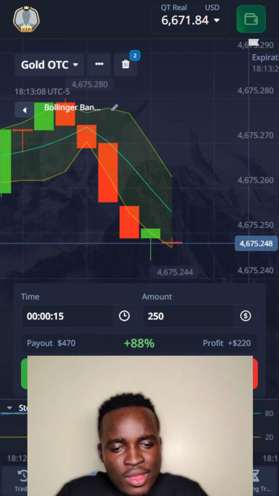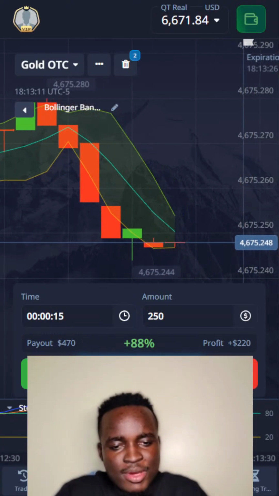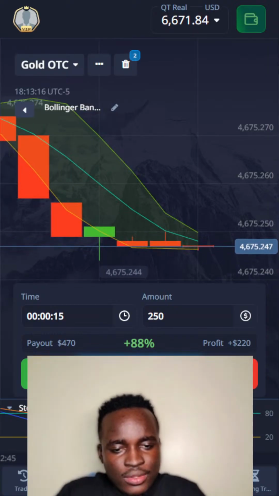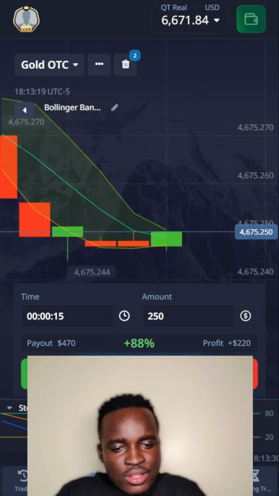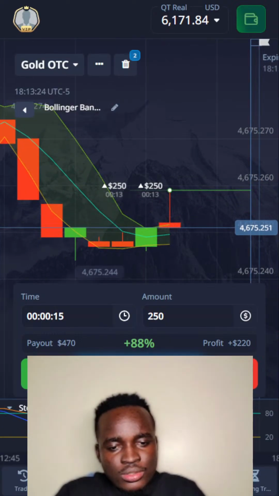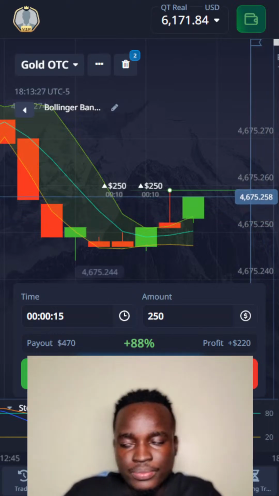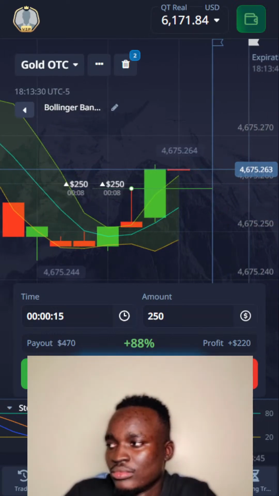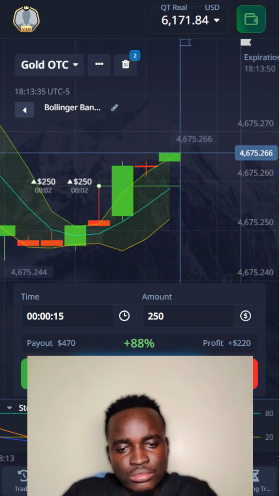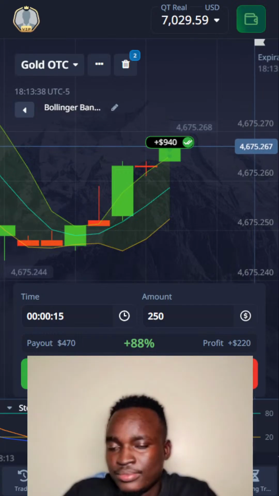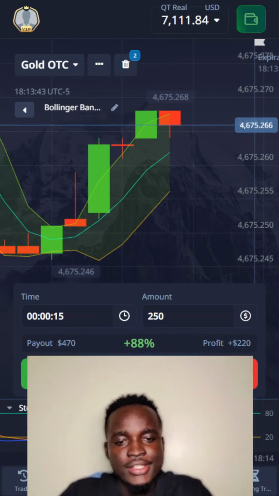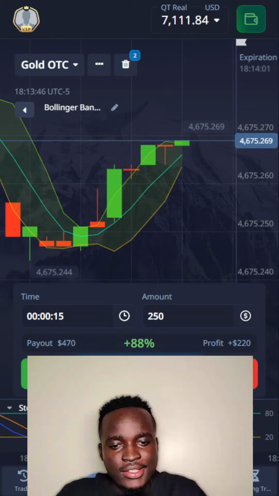Okay, this might be the one because I'm seeing a rejection down here, and this might be a reversal anytime soon. So let's wait and see. Let's look for a confirmation right here. There might be a confirmation right here on the ground. Okay, that's 1, 2, double call. Yes, it's coming up. Nice, nice, nice.